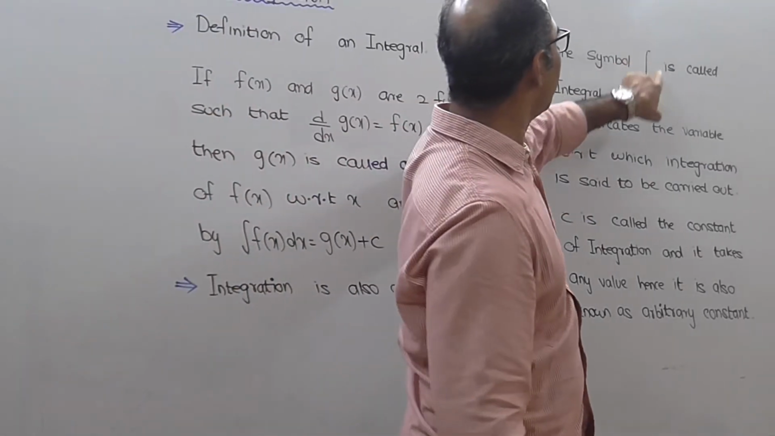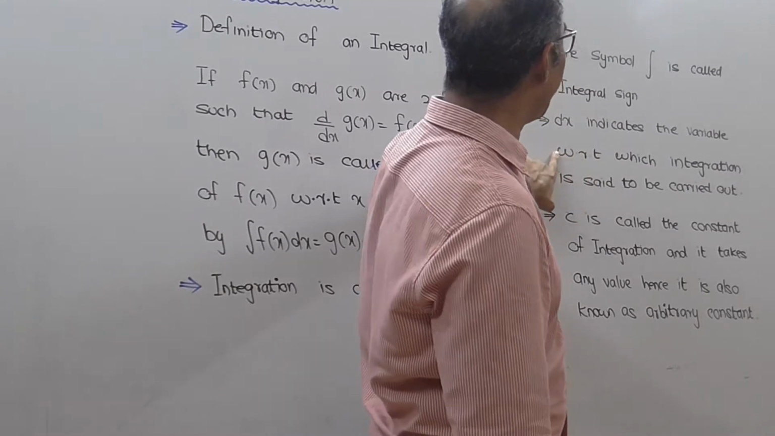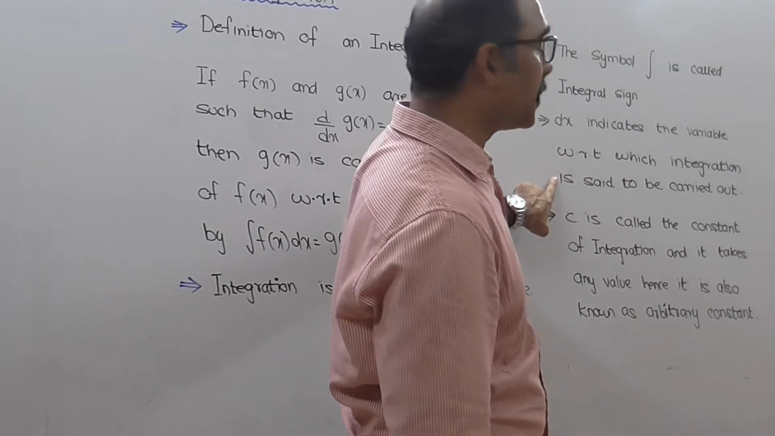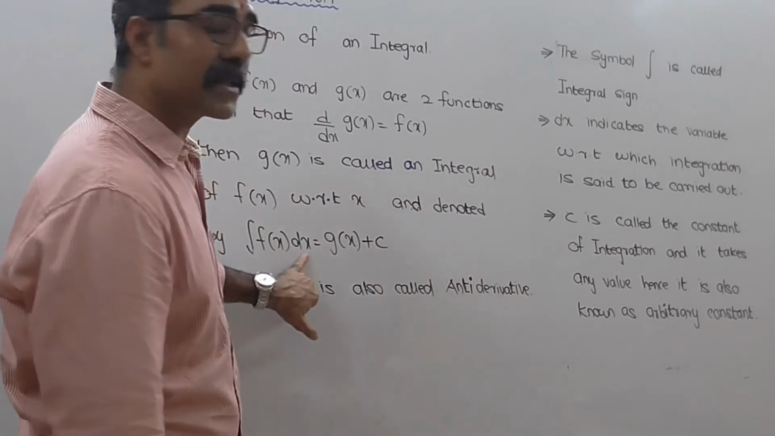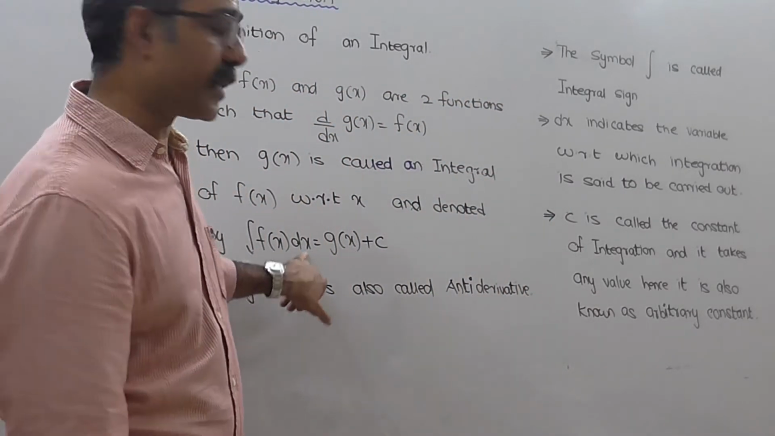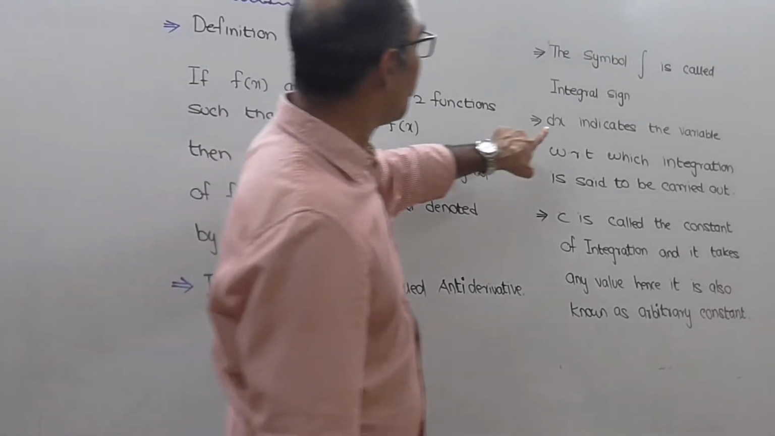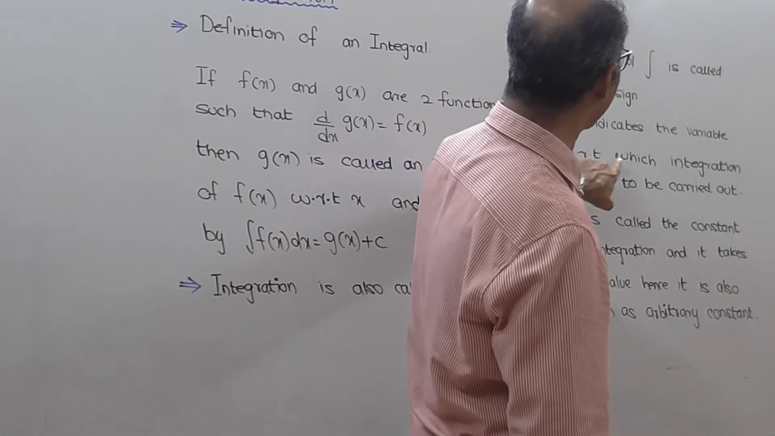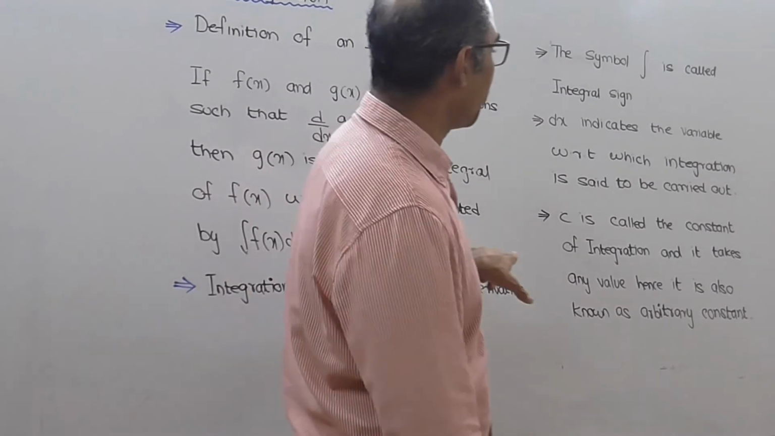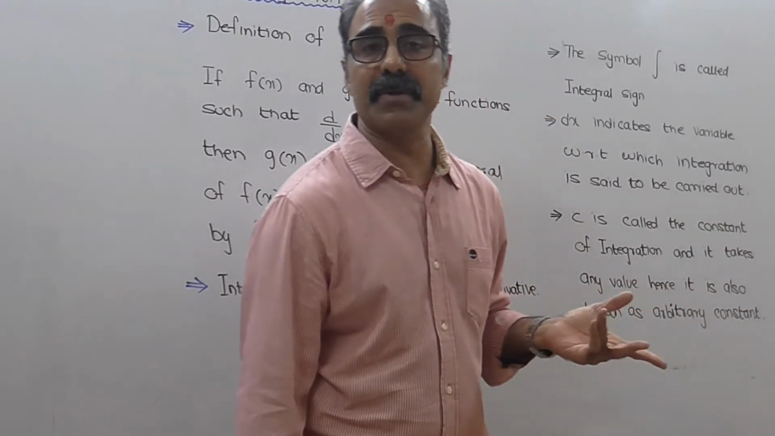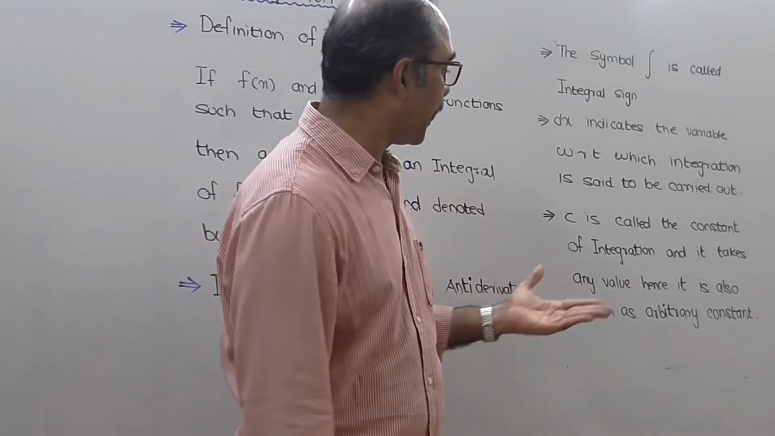This symbol is called the integral sign, and dx indicates the variable with which the integration is said to be carried out. So if you write integration and dx, that means you are integrating with respect to x. If you write integration and dt, that means you are integrating with respect to t. So dx indicates the variable with respect to which integration is carried out. And this c, what we write, is classified as an arbitrary constant. Arbitrary constant means a constant the value of which has not been defined.